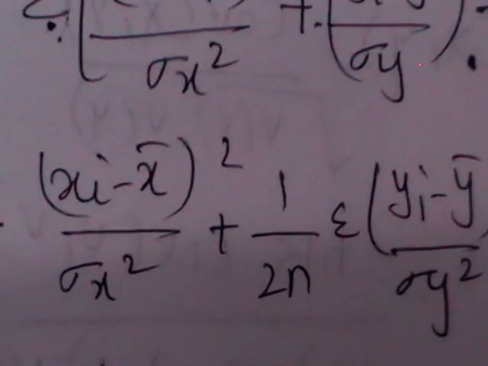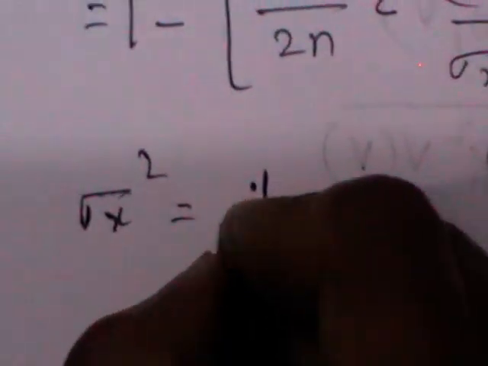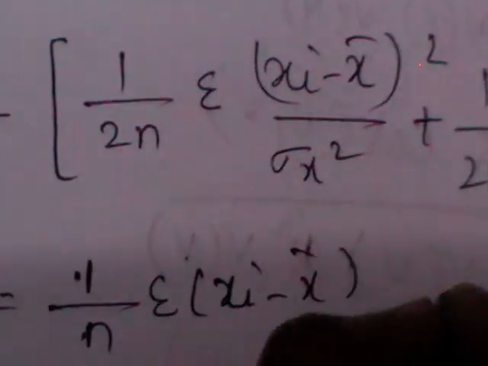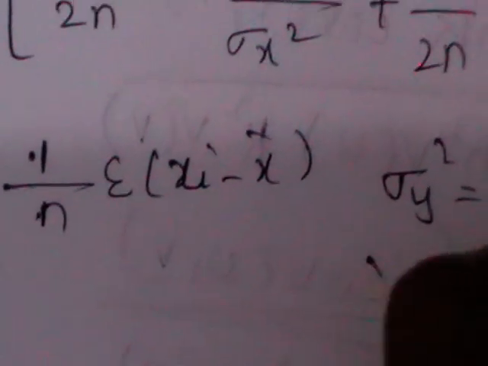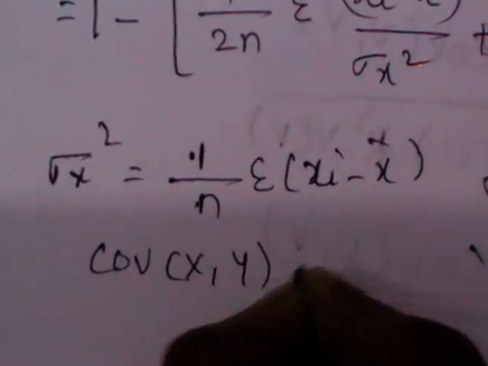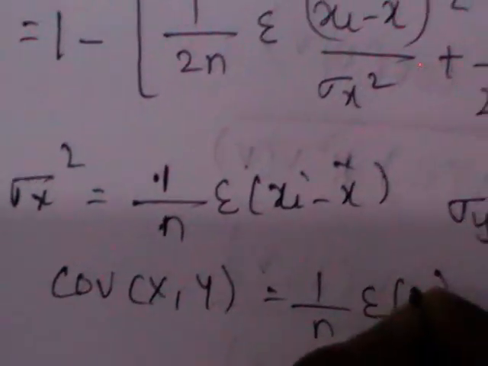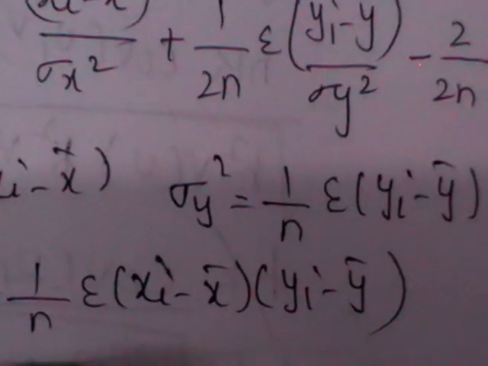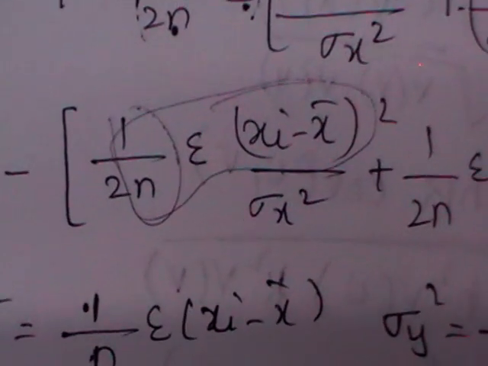Now, do you remember the formulas for variance and covariance? What is the formula for variance? Sigma x square is 1 by n sigma xi minus x bar whole square. Sigma y square is 1 by n sigma yi minus y bar whole square. Covariance of xy is 1 by n sigma xi minus x bar into yi minus y bar. So this 1 by n sigma xi minus x bar whole square can be substituted with variance of x.